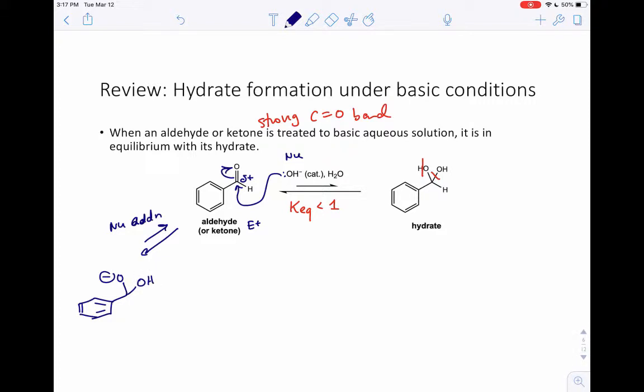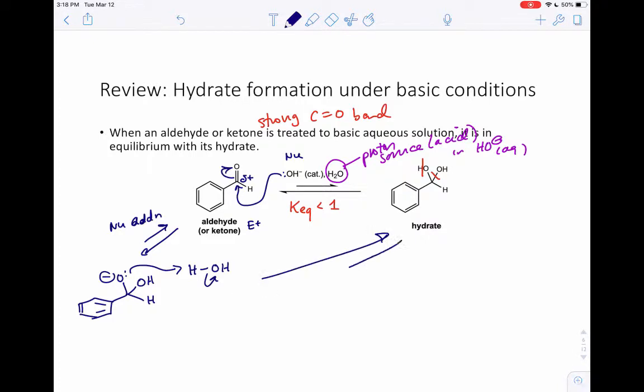All right, so we formed this intermediate. The stress on this intermediate is the negative charge on oxygen. It's relatively basic, so it can get a proton from the proton source. In base, the proton source is water. And proton source is a fancy word for acid. So in basic aqueous solution, water is going to be the proton source. All right, and that gets us to our hydrate. Excellent.